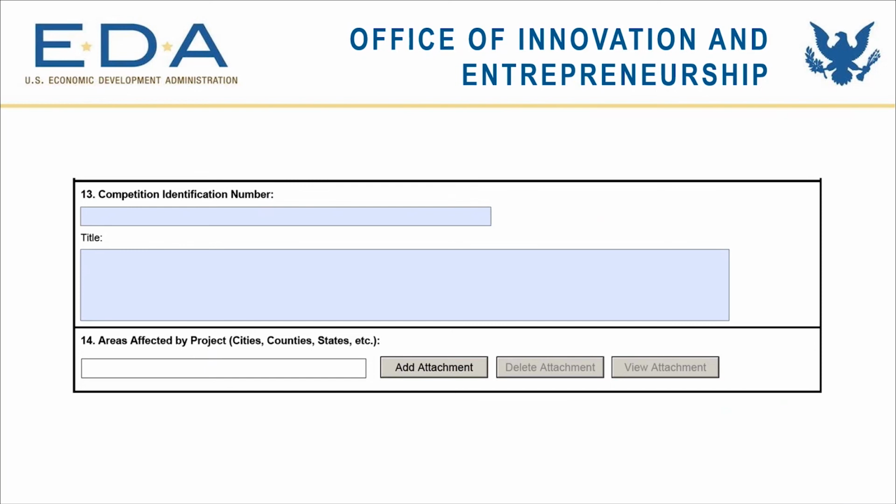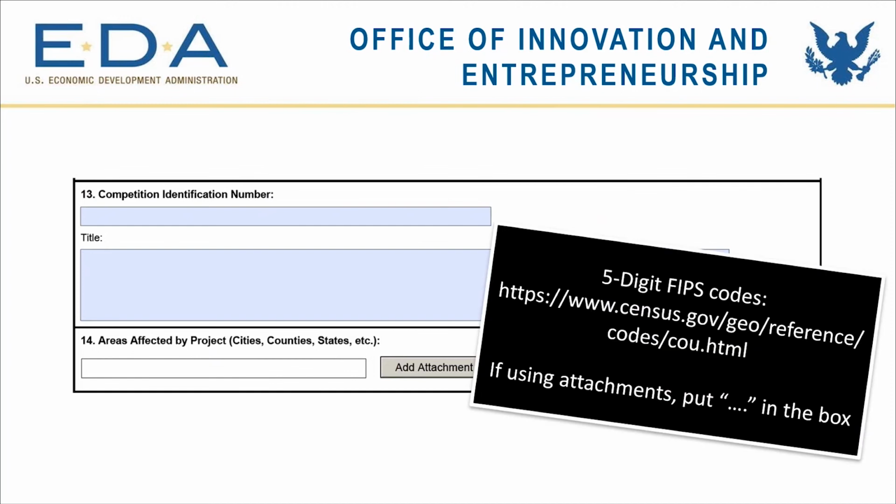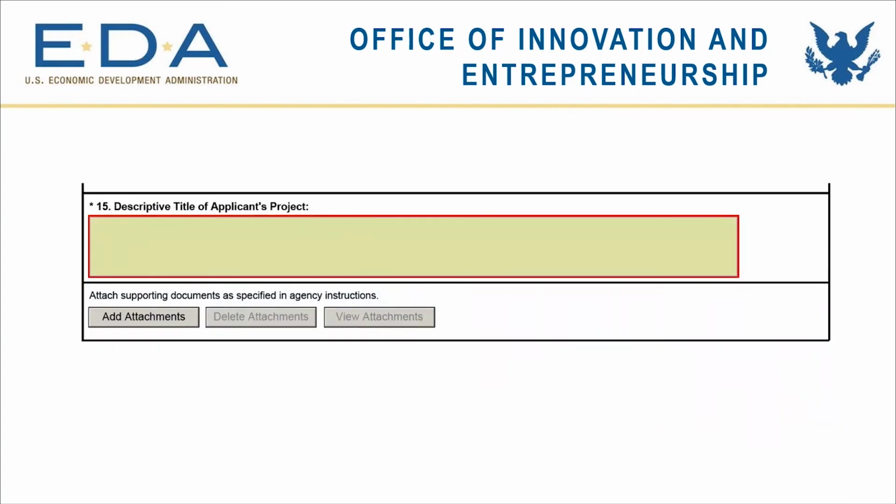14, areas affected. This should list all areas that your proposed application will affect. Please check the NOFO for specificities on what qualifies as an affected area. Counties should be identified by both name and using the 5-digit FIPS code. See census.gov to find the FIPS code here. For Section 15, this is your organization's title for the project. We would recommend using a descriptive title that tells us a little bit about the project as well.